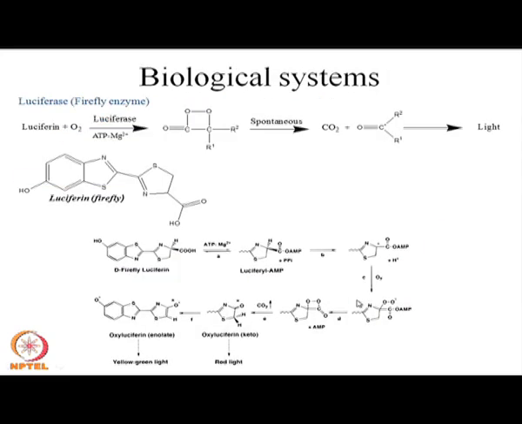Okay. So, in biological systems you can find similar examples. Okay. So, luciferase is a firefly enzyme. So, luciferin plus oxygen, in presence of luciferase, and of course ATP, I mean energy rich molecule, and magnesium 2 plus, giving rise to this system, and then spontaneously it breaks to give you this light. Okay, and luciferin has got this particular structure. Now the mechanism goes like this.